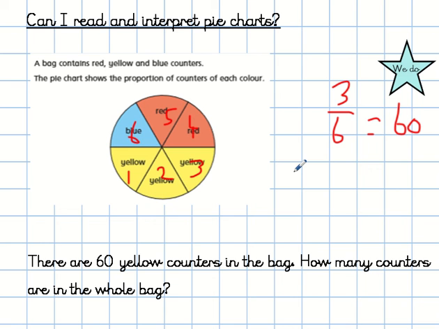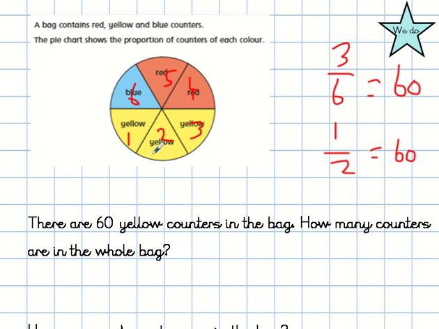So what do you think the yellow counters are actually equal to? They're equal to 1/2. So if 1/2 equals 60, how many halves are going to make the whole? Well, that's right. If 1/2 equals 60, then the whole is going to equal 120.